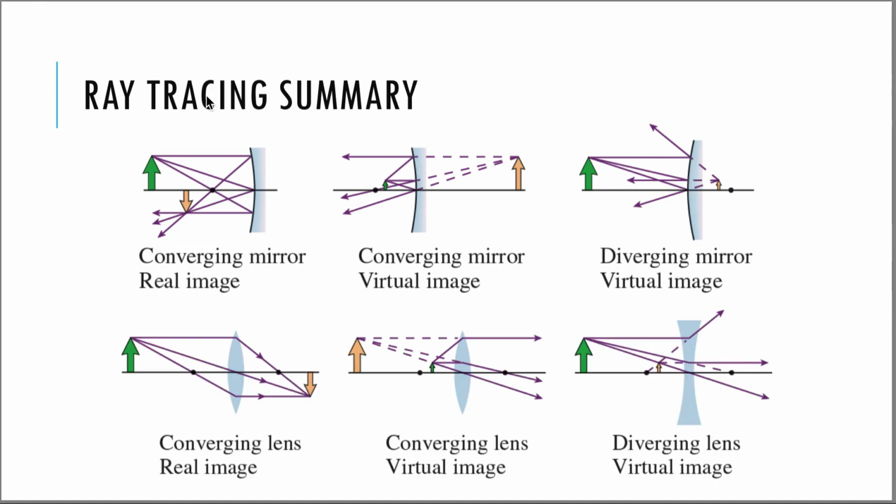And then for the lenses, it's very similar. Your converging lens can form a real or virtual image depending on the placement of the object. When the object is further than the focal point, then you'll have a real image, but when the object is closer, you'll have a virtual image. And the diverging lens always forms a virtual image.